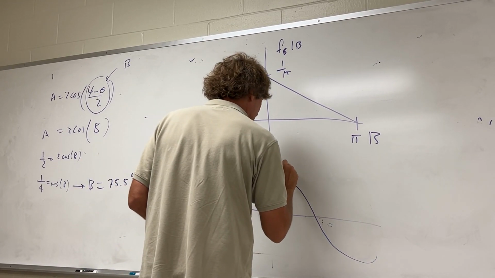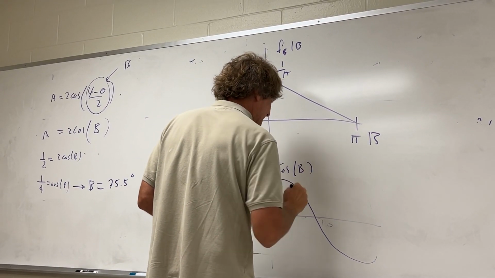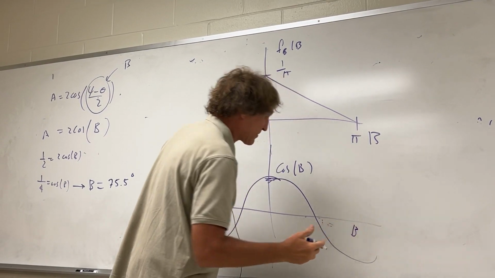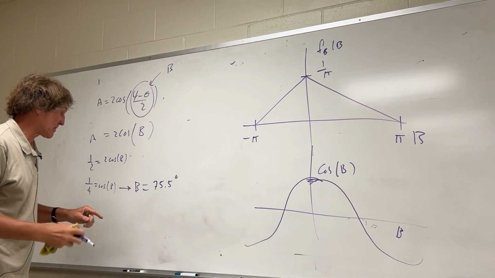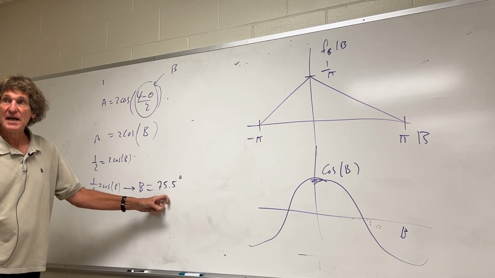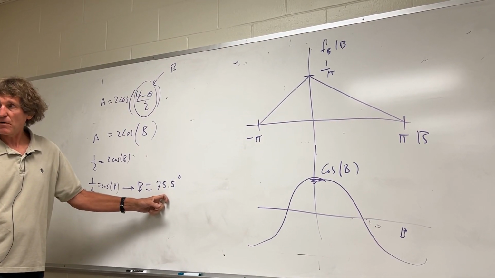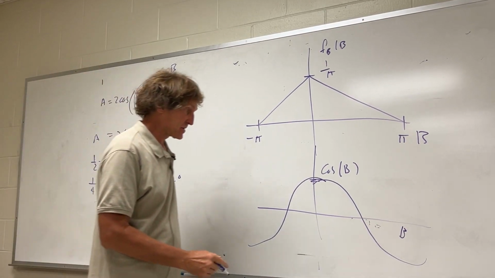This is cosine of beta. Can you all follow me right here? Now he tells us where the cutoff point is, 75.5 degrees. That's plus or minus. You all follow me? It's on both sides because it's a symmetric function.